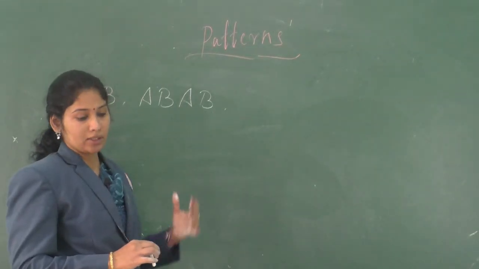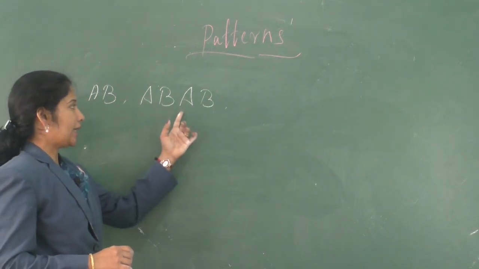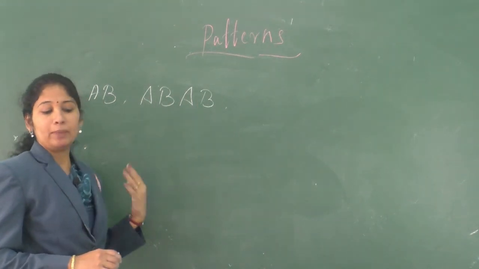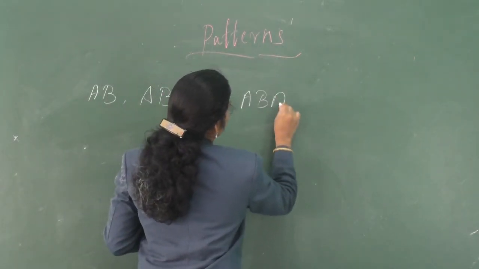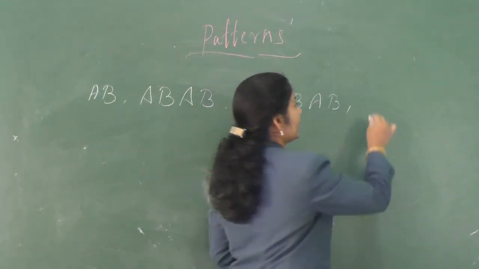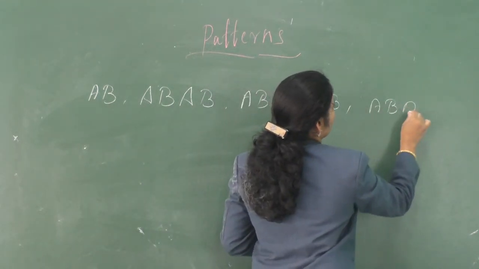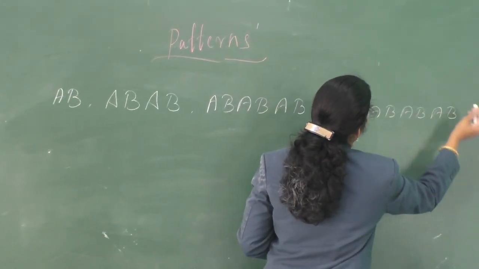Next is pattern using letters. Here AB, AB, AB. What will be the next pattern? Yes, AB, AB, AB. One more time.